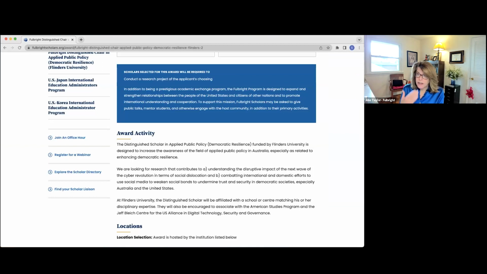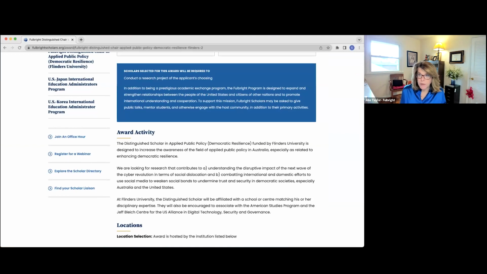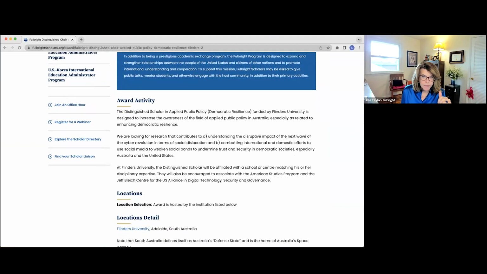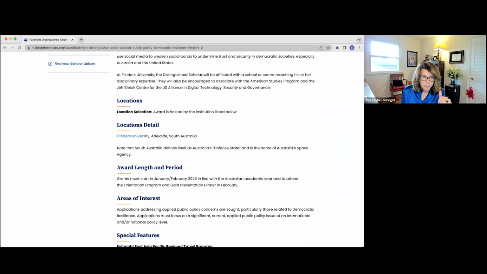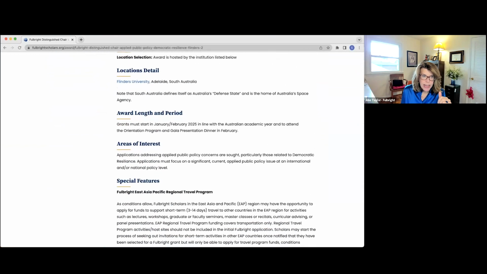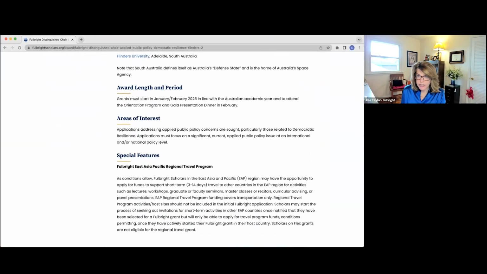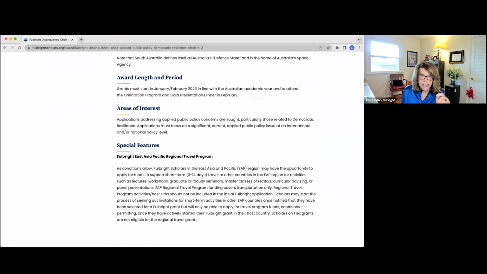Since it is so specific on an award like this, I suggest you reach out to someone for greater explanation on what would be acceptable and what would not. But another thing that's interesting in this, if you could scroll down, is here's that special feature I was telling you about at the bottom, the Fulbright East Asia Pacific Regional Travel Program that allows you 3 to 14 days to go elsewhere in the region.